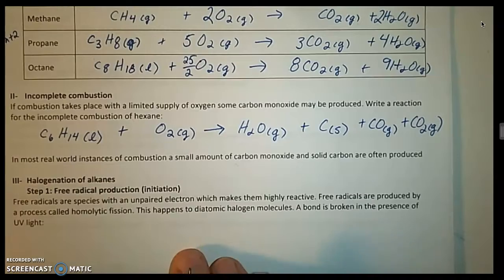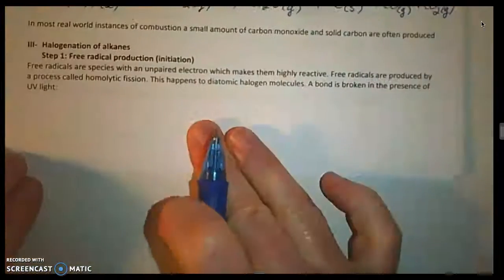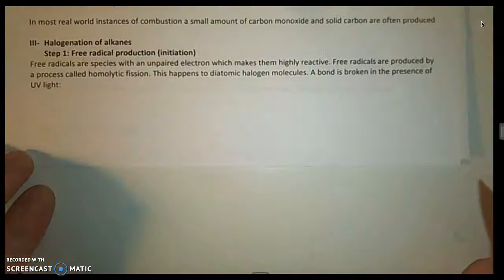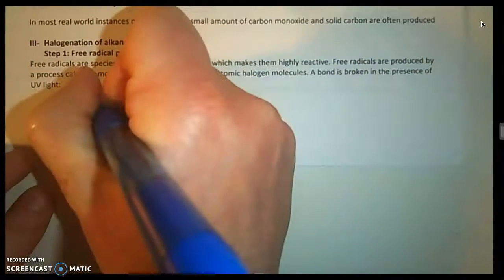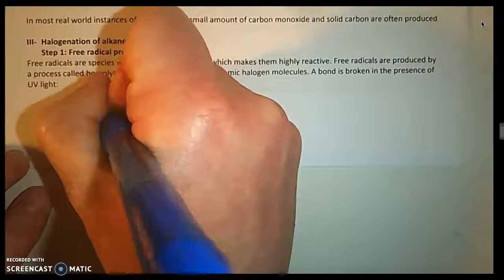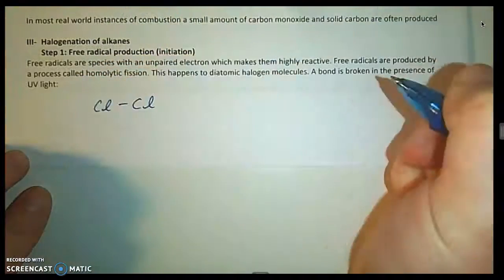Okay, let's look at our second type of reaction here with alkanes, the halogenation of alkanes. Now, because alkanes are quite unreactive, to get this process happening, the halogenation, you actually need to start by creating something called a free radical, which is a very, very reactive species that has an unpaired electron. Okay, and the free radical I'm going to show you is the chlorine free radical.